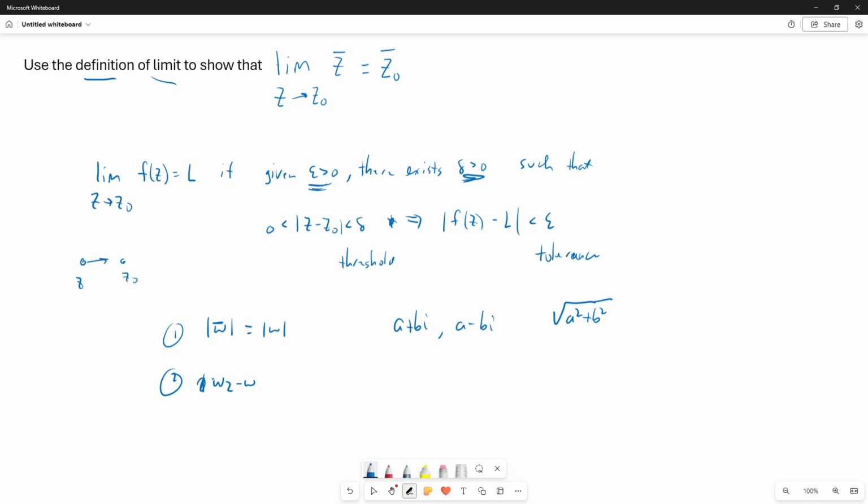And second, we're going to need the conjugate of a difference is the difference of the conjugates, not the modulus. The conjugate of a difference is the difference of the conjugates. And actually, I think we're going to be using it this way. So we're going to have a difference of conjugates, and we're going to want to say that that's the conjugate of the difference. So we'll need these two basic facts. All right, so here we go. We want to show this.